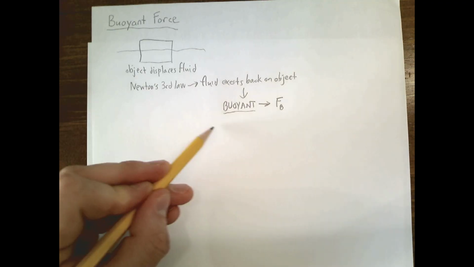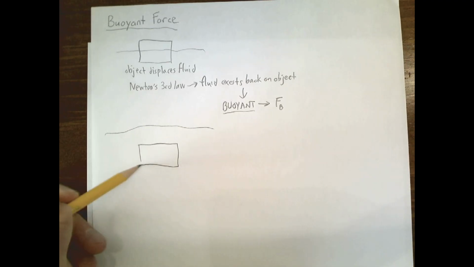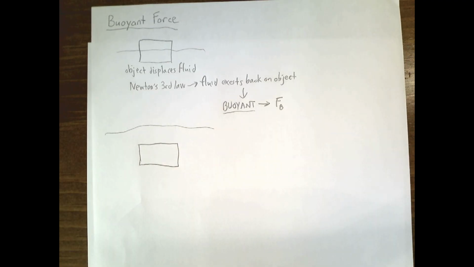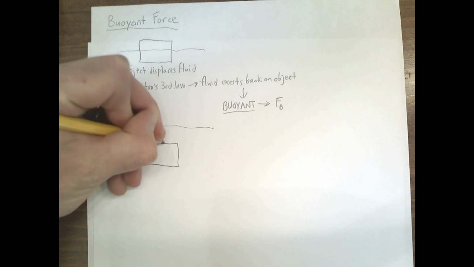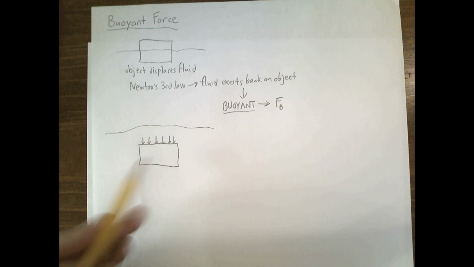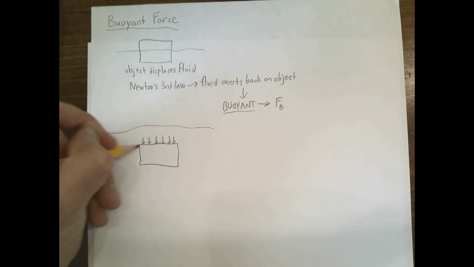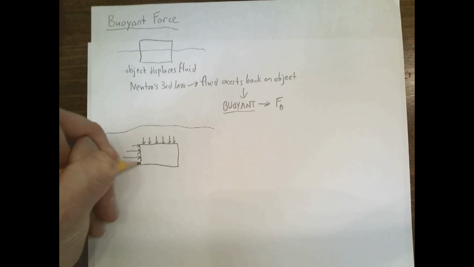The way to think about this is if we take an object that's completely submerged, the fluid is going to exert forces over the entire surface of the object due to the pressure there. So you could represent little force vectors acting on the top, pushing down onto the surface there. The fluid's going to be acting along the sides of the box. And as we go deeper and deeper down, because the pressure increases with depth, we could draw those arrows as larger.